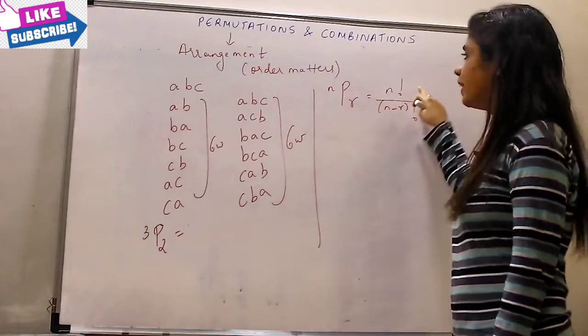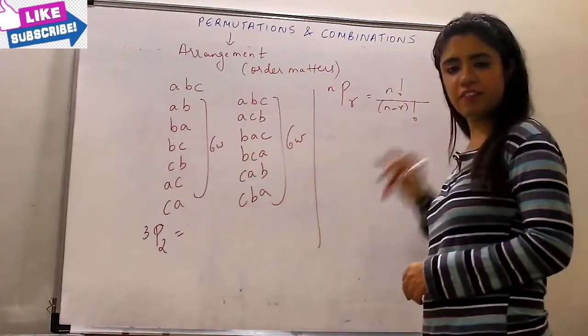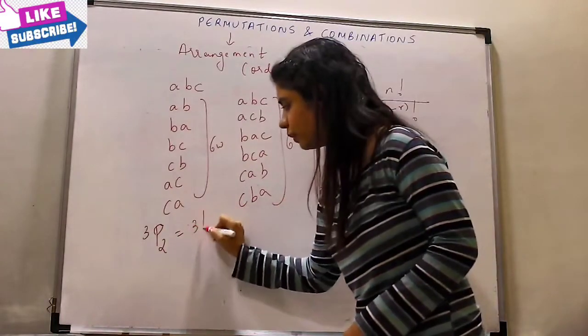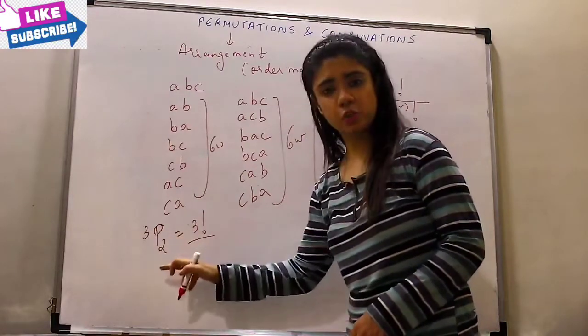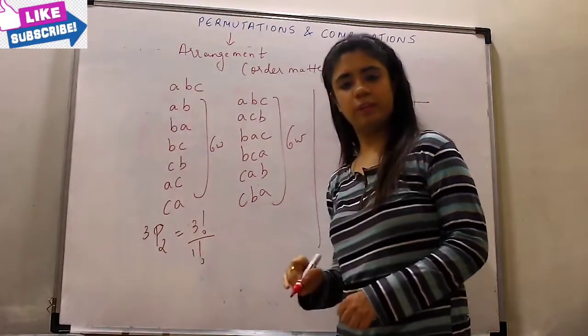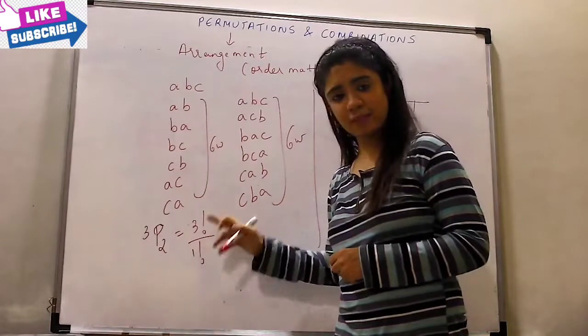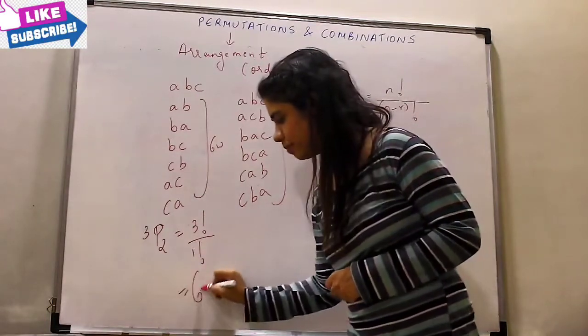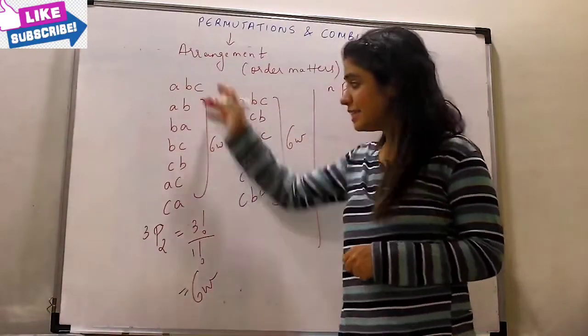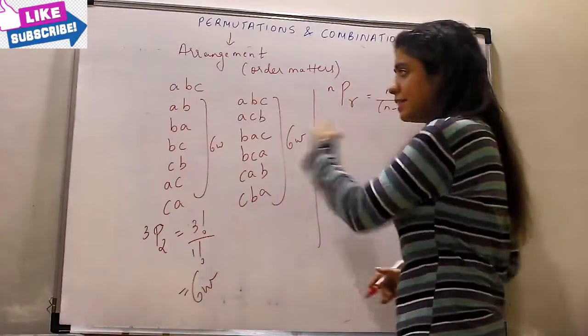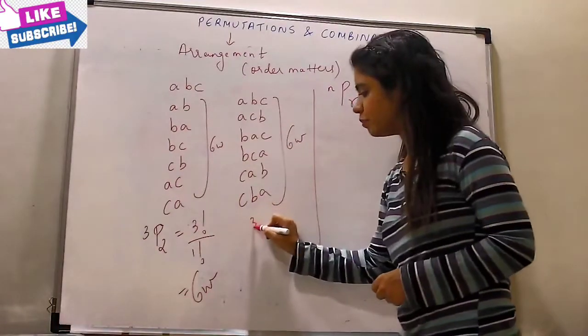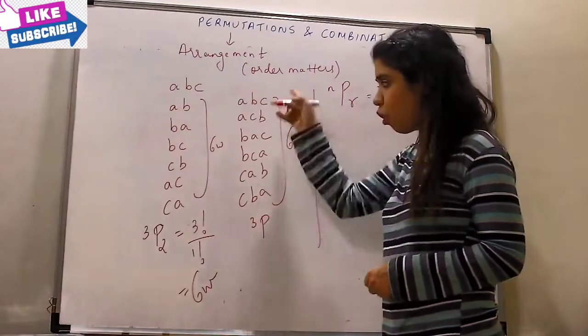So what is the formula? N factorial upon n minus r factorial. So that will be 3 factorial upon 3 minus 2, which is 1 factorial. 3 factorial is 6, 1 factorial is 1. So your answer becomes 6 ways. Hence 6 ways. In this case, you had 3 subjects and you had to arrange all 3.